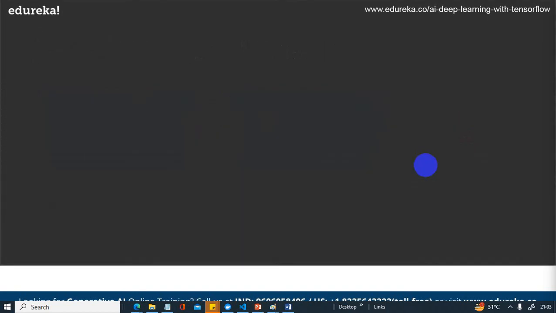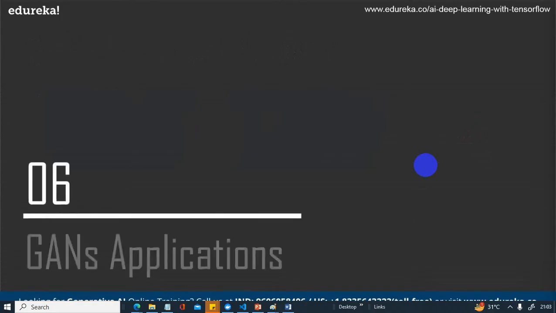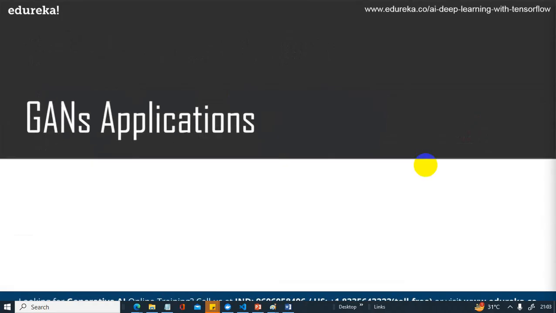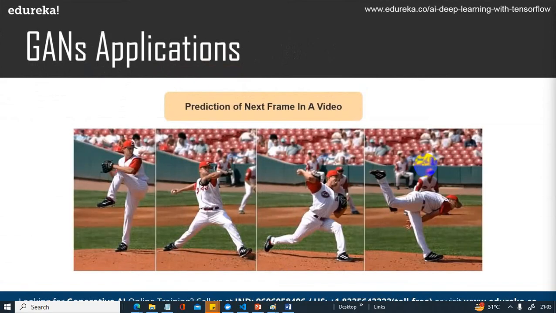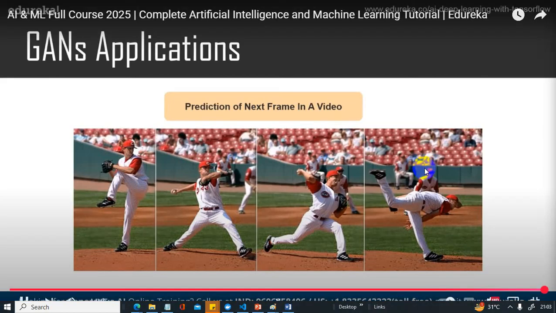Last but not the least, I want to talk about a few applications of generative adversarial networks. The first one is prediction of the next frame in a video. The prediction of future events in a video frame is made possible with the help of GANs, and DVD-GAN, or dual video discriminator GAN, can generate 256 by 256 videos of notable fidelity up to 48 frames in length.